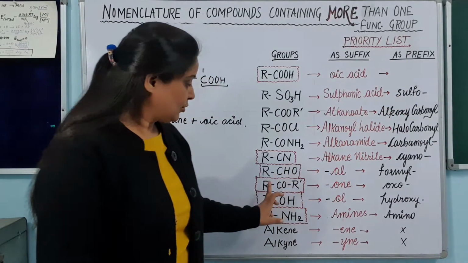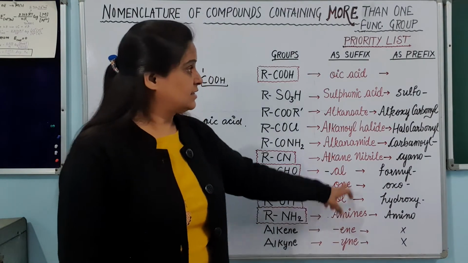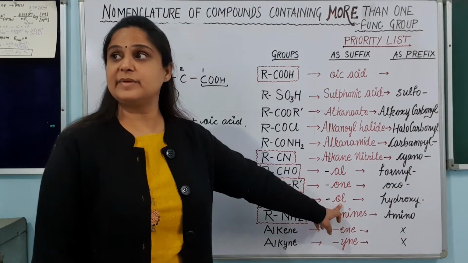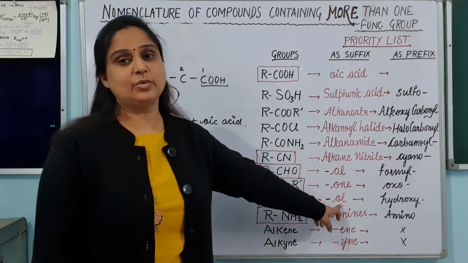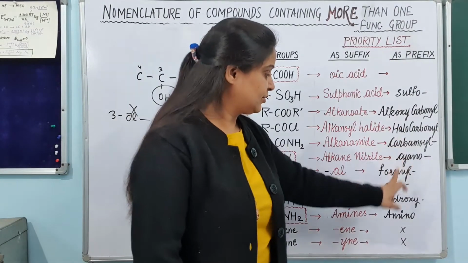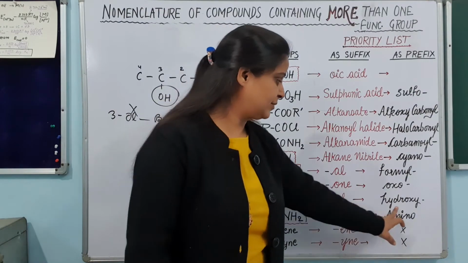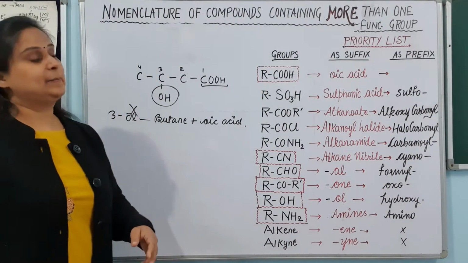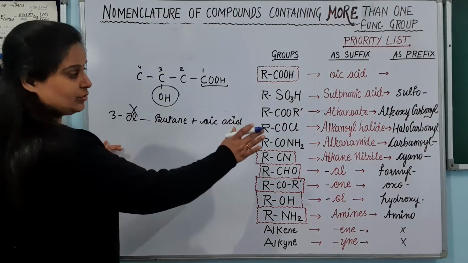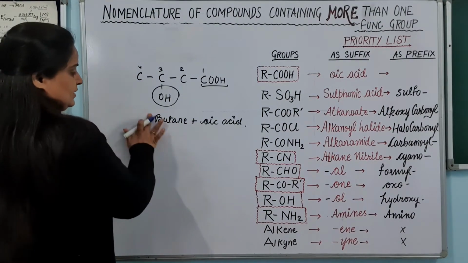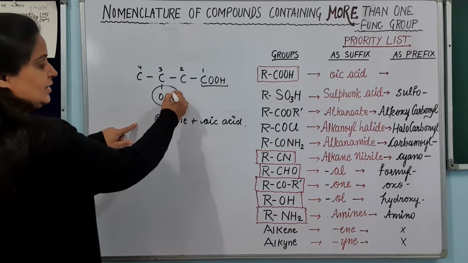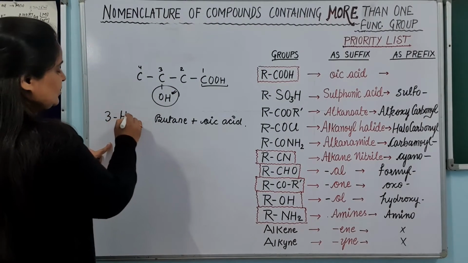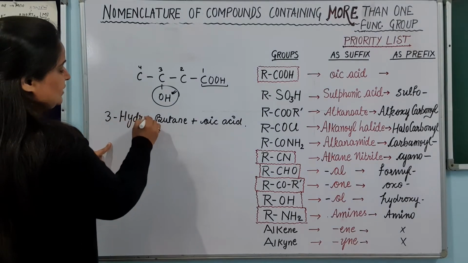Look at this. OH के आगे ol is under the suffix, यानी कि when it will be suffix या when it will be the main functional group, then it will be ol. Otherwise, when we will be using it as a prefix, what will be the prefix? Hydroxy. So this is the prefix which we will be using here. Next substituent here, OH. OH के लिए what I will be using? Hydroxy. Where is this hydroxy? At the third position.